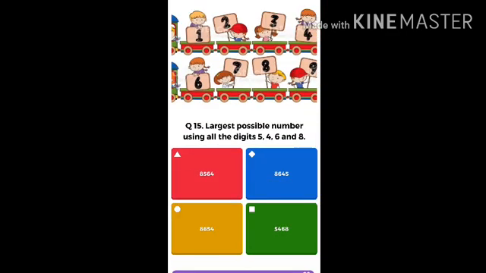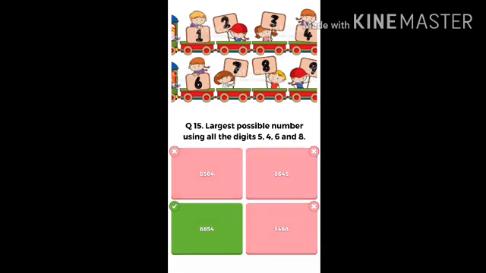Largest possible number using all the digits 5, 4, 6 and 8. To make the largest number, write the digits in descending order, biggest to smallest, like 8, 6, 5, 4. Yes, 8654 is the largest possible number that we can get from these digits.